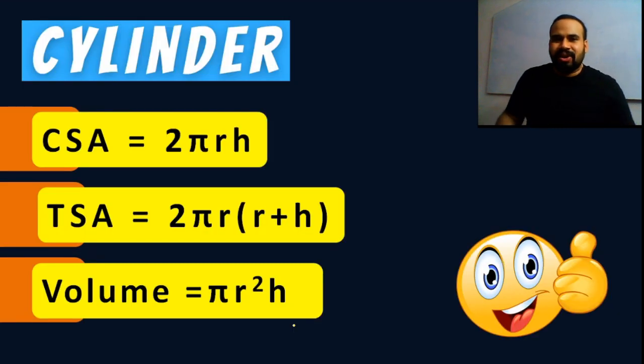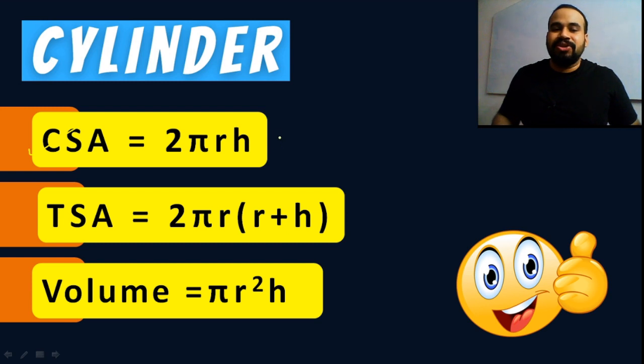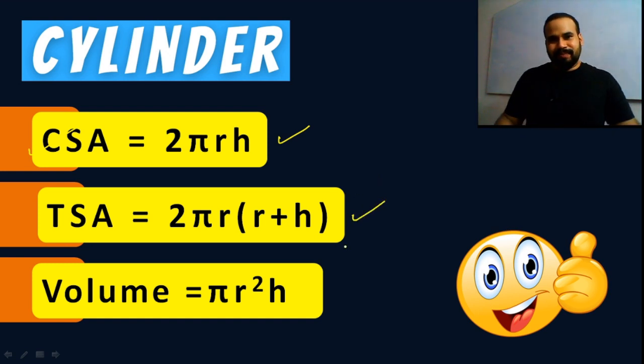To summarize all the three formulae that we have studied today, in a cylinder, the curved surface area is given by 2 pi r h. The total surface area is given by 2 pi r into r plus h. Finally, volume of the cylinder is pi r square h.